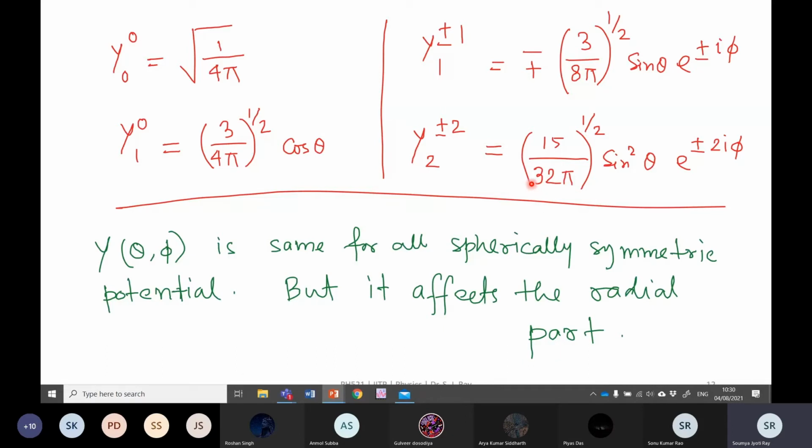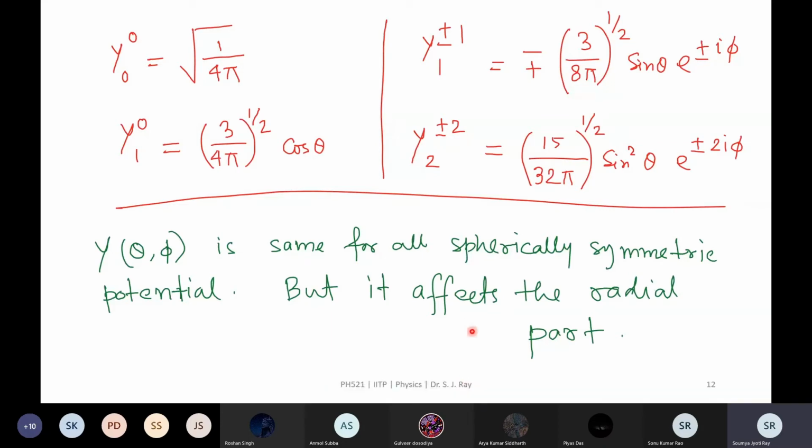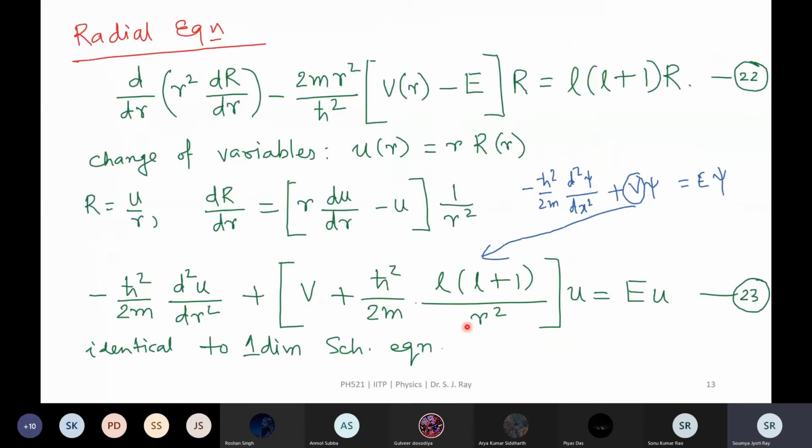So this is a very simple way of calculating this. And as I said, Y theta phi is the same for all spherically symmetric potentials, but it affects the radial part. So now we have got the solution for the angular part. Now we'll look at the radial equation.